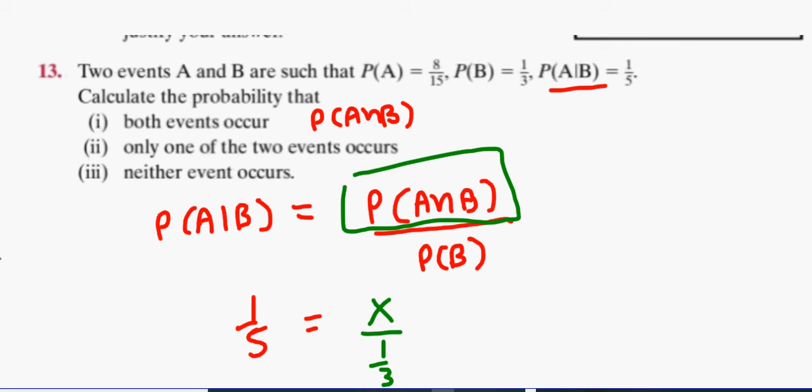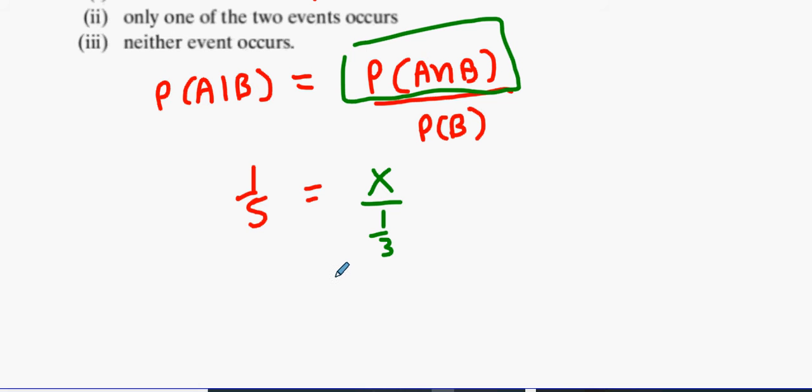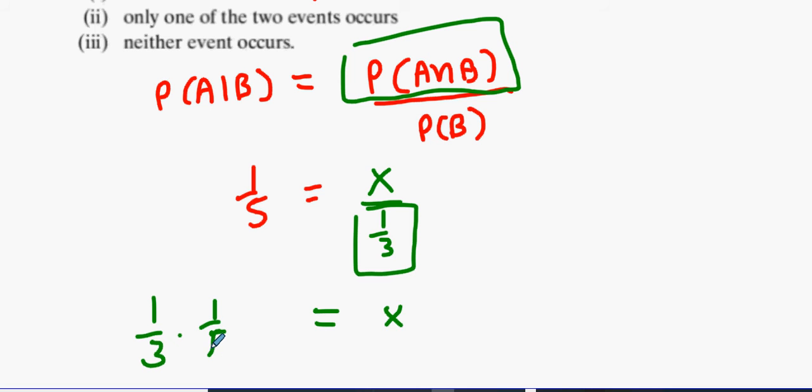Okay. Now, if this was a regular number like a 3, what would you do? You just bring it up and multiply it. So what I'm saying is X will equal 1/3 multiplied by 1/5. And what's 1/3 multiplied by 1/5? 1/15. So probability of A intersection B is 1/15. Alright.